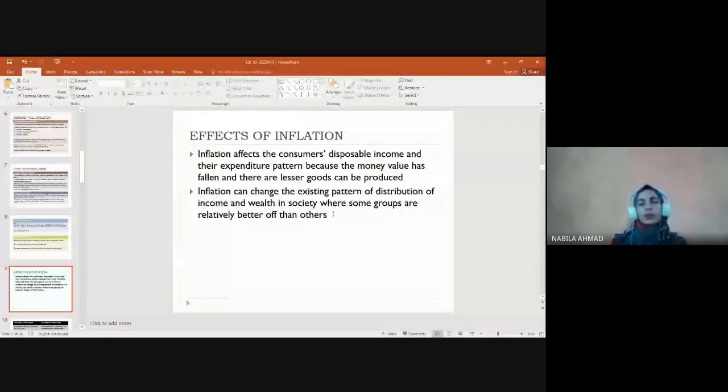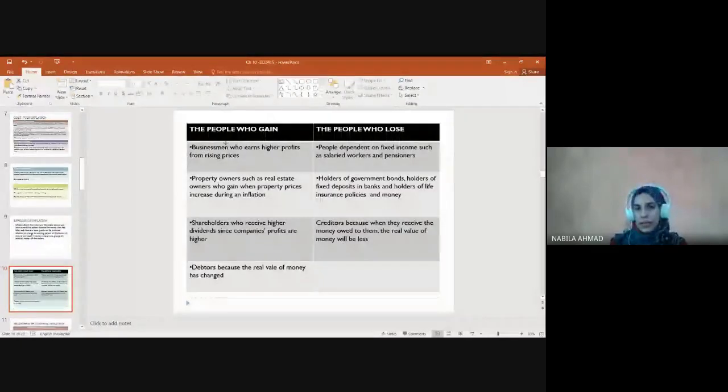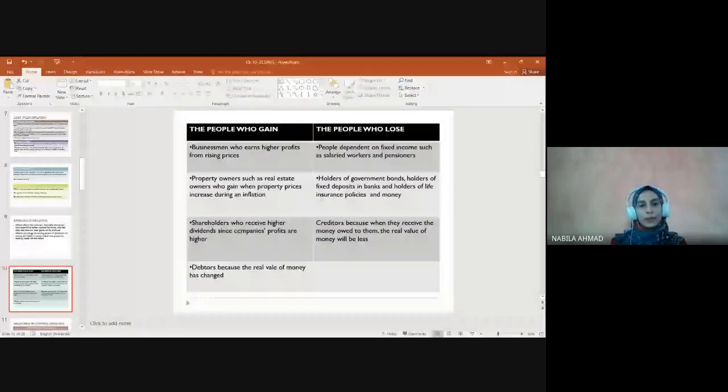Kita tengok situation people who gain during inflation. So businessmen earn higher profit from rising prices, they akan gain during inflation. Property owner, macam real estate owner, so property ni meningkat harganya during inflation, mereka lebih untung. Shareholder who receive higher dividends since company profit are higher. Debtor because the real value of money has changed. So penghutang pun better off lah, sebab masa dia pinjam ni value duit tu adalah tinggi.